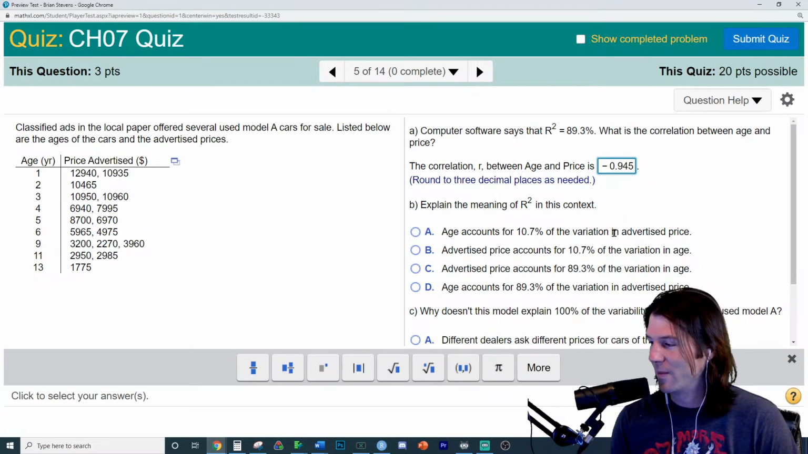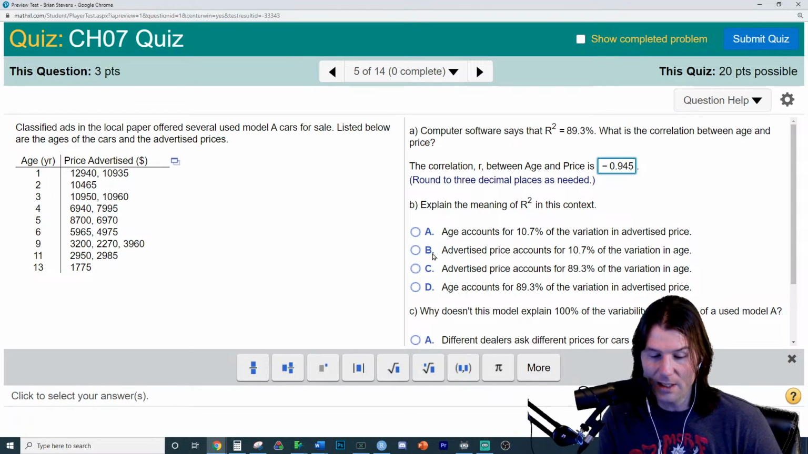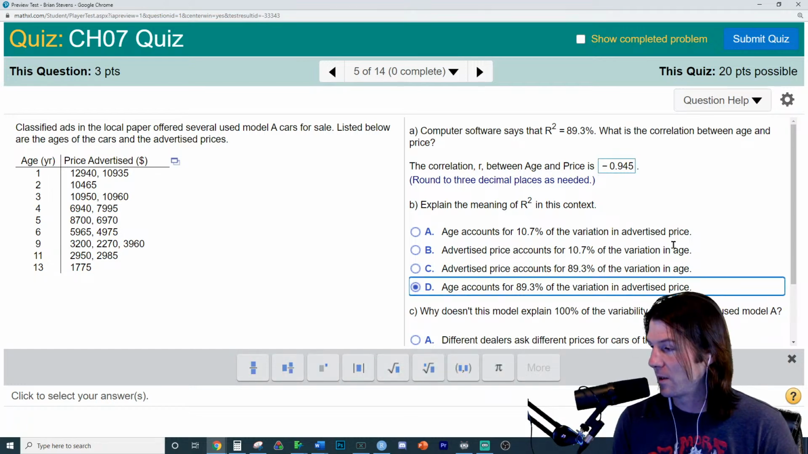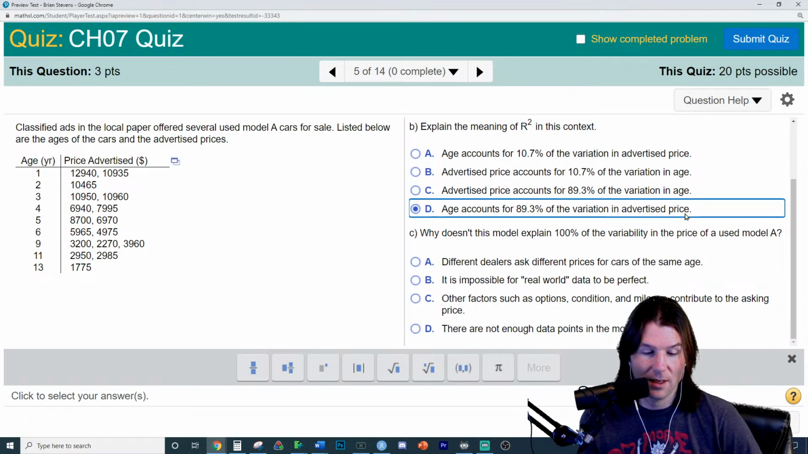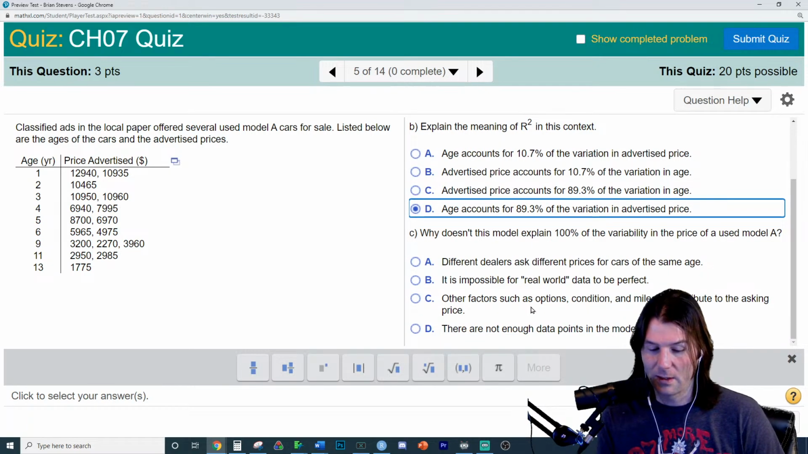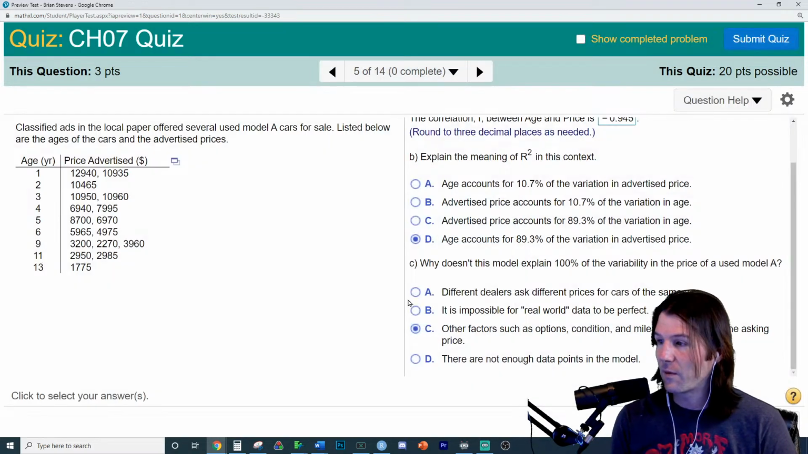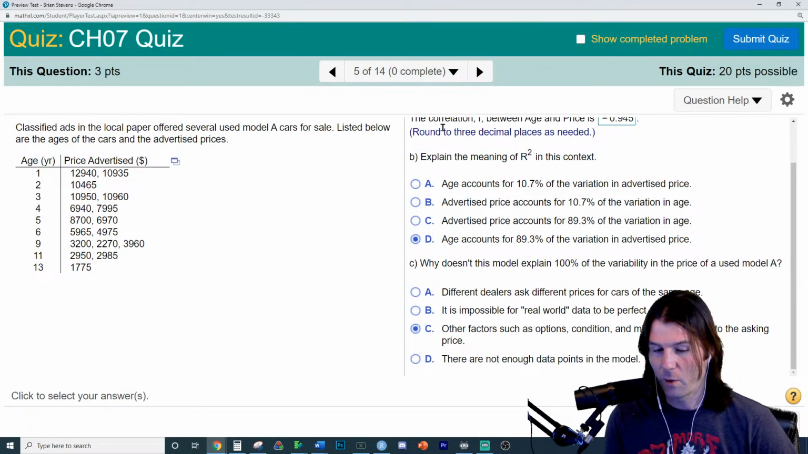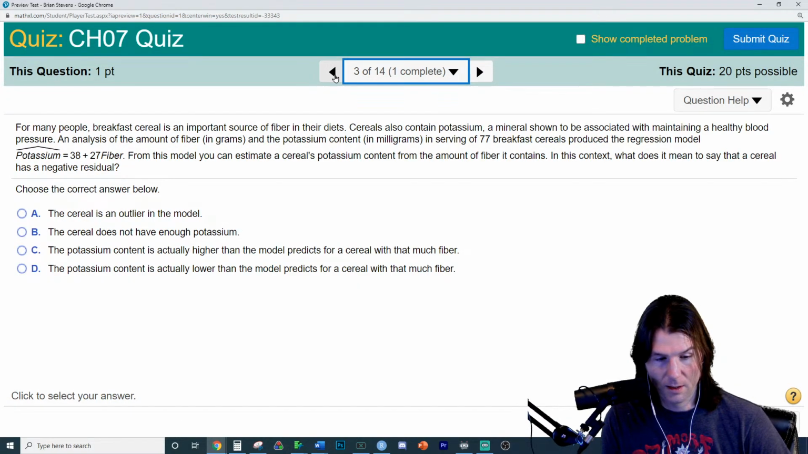Definitely check it out. Explain the R squared in context. So 89.3% of the variation in the price of a car is explained by the age of the car. So age accounts for that variation. Let's do that next. And what does this mean, or why is this way? It's probably other factors. There's other things that account for the variation, not a simple model. The correlation, let's go look at that one. I think that's question number 3.